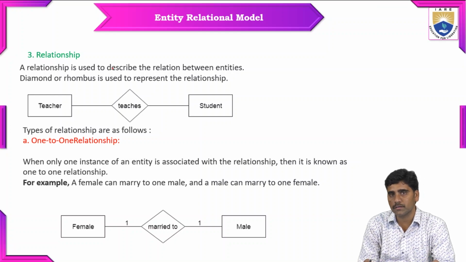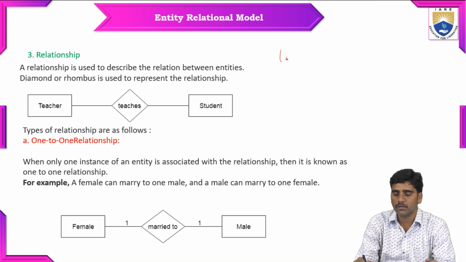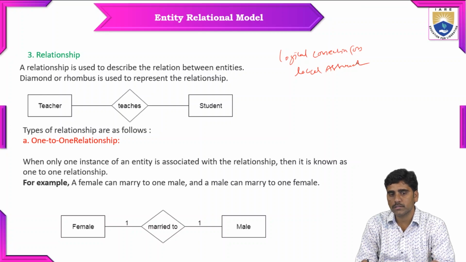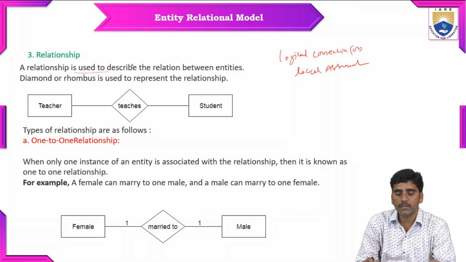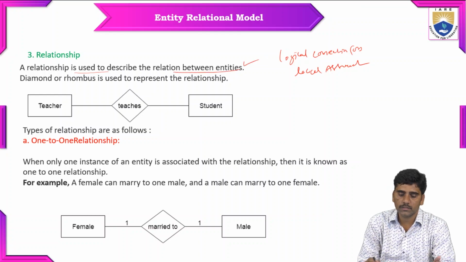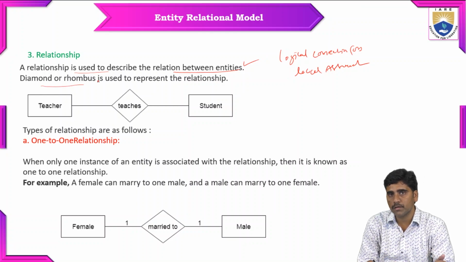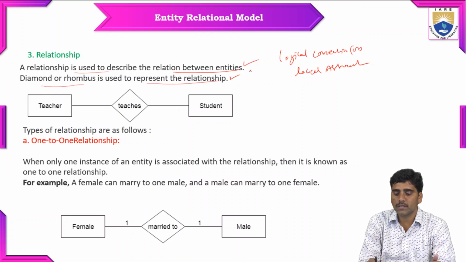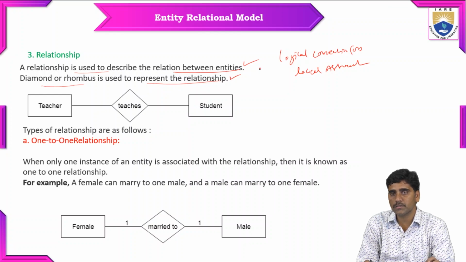A relationship is a logical connection or logical association among two entities. So here a relationship is used to describe the relation between entities. A diamond or rhombus symbol is used to represent the relationship.